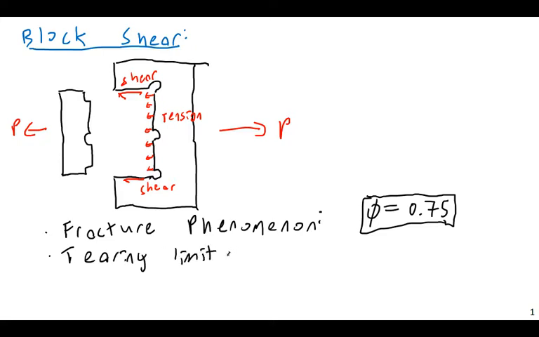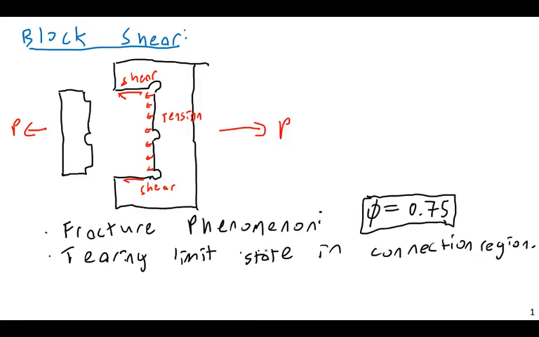Limit state in connection region. And let's see what are some other things. It's most common in connecting elements. Again, tearing limit state in the connection region. And we do have some other things we'll discuss as well.